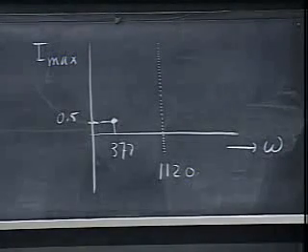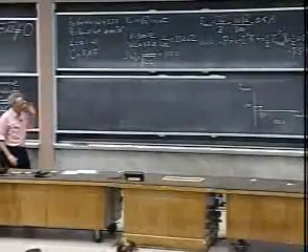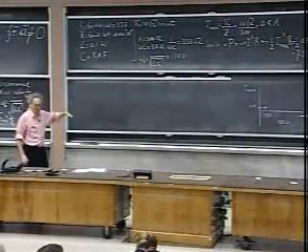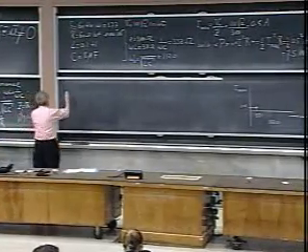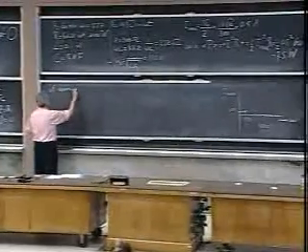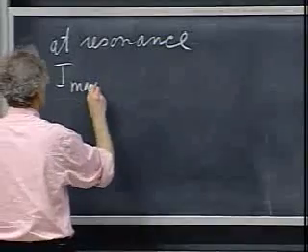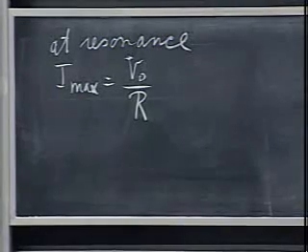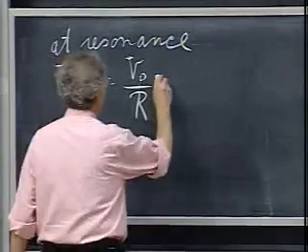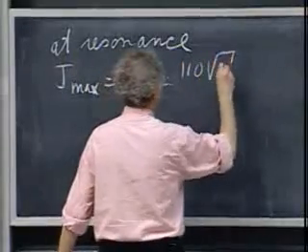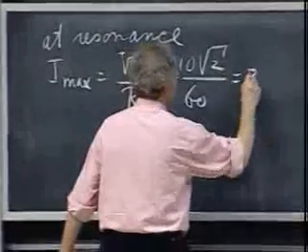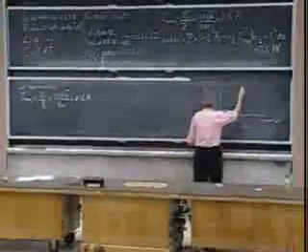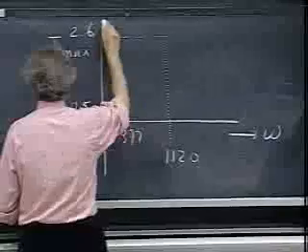I can now ask the question, if we drive the system at resonance, what then would have been the maximum current? We're not driving it at resonance, but suppose we had driven it at resonance. Well, at resonance, I max is V0 divided by R. There is no self-inductance effect and there is no capacitance effect at resonance. And so that would then be 110 square root of 2 divided by 60. That is 2.6 amperes. That is substantially larger than 1/2. So this value here is 2.6 amperes.